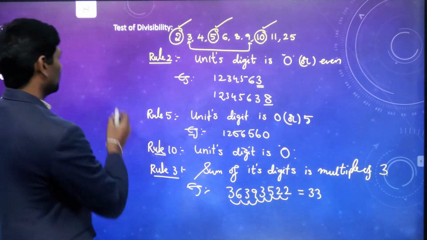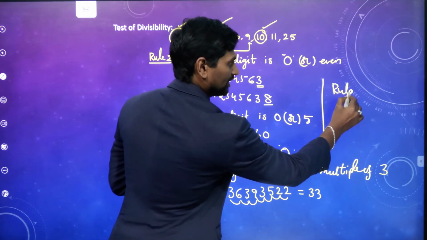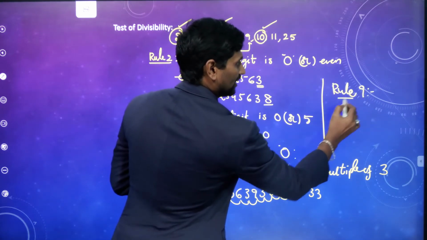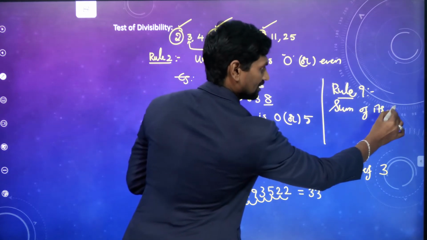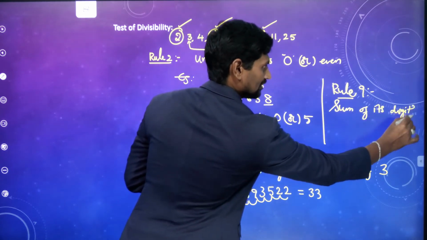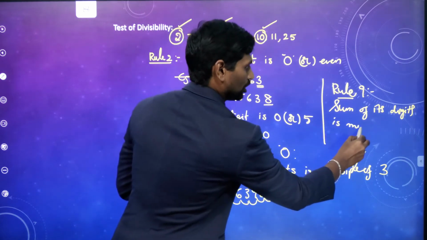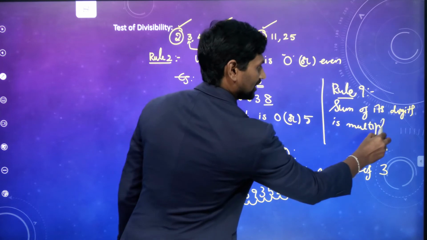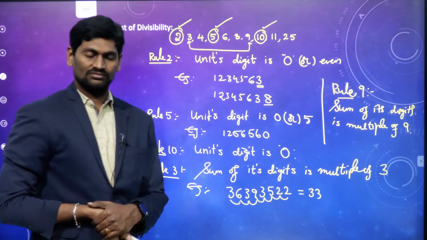Clear? What is rule 9? Same as rule 3. Rule 9 is sum of its digits. Sum of its digits is a multiple of, very good, 9. Clear, children?